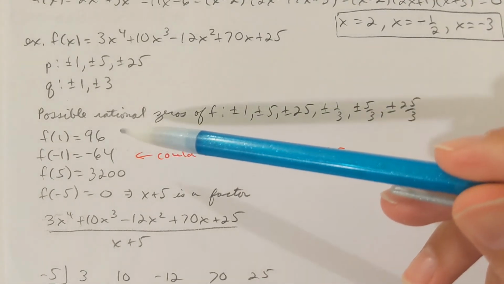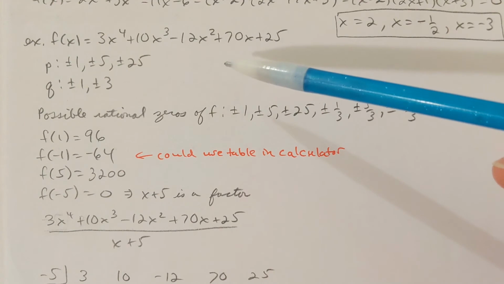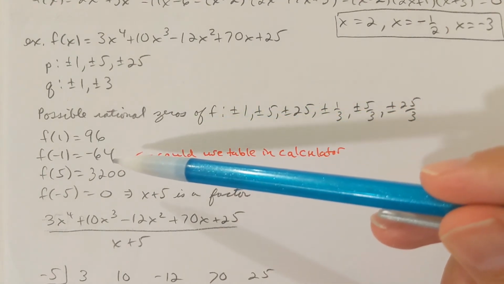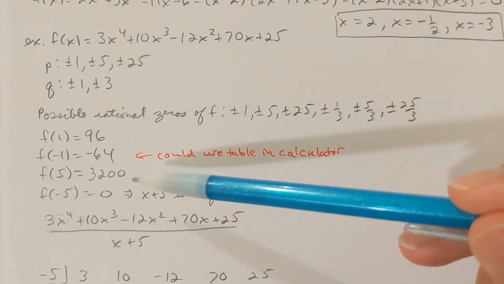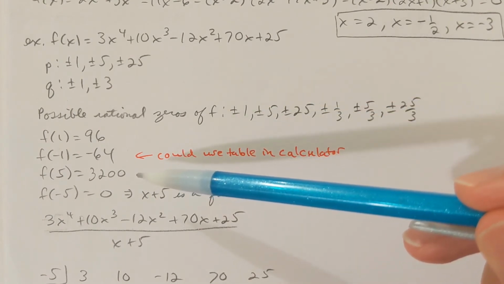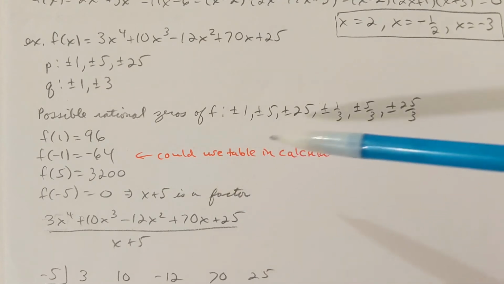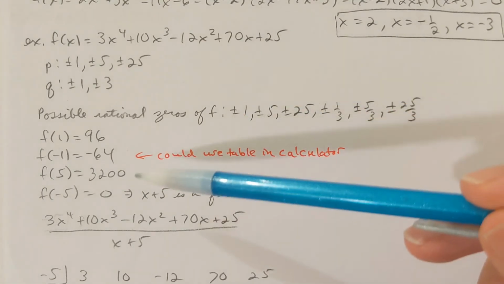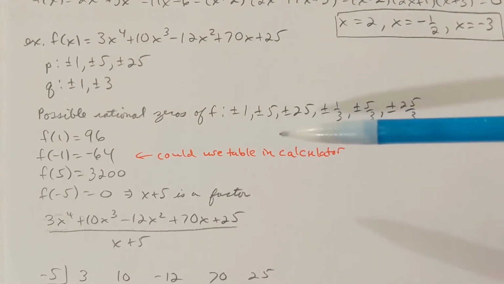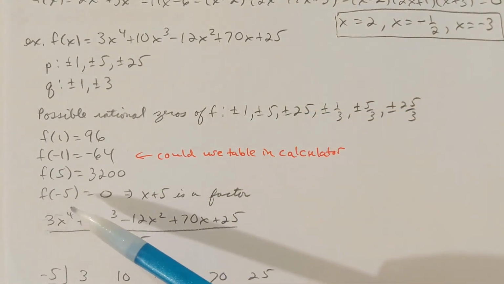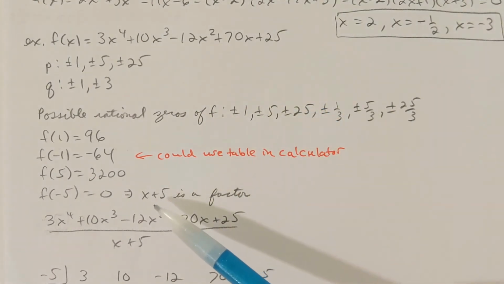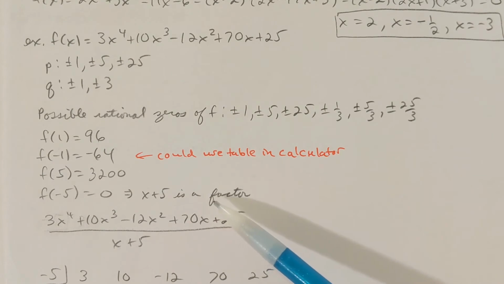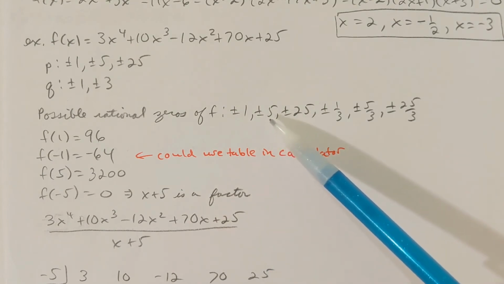F of 1 is equal to 96, if you were to plug that in and simplify. F of negative 1 is negative 64. F of 5 is 3,200. So all 3 of those numbers are not 0. F of negative 5 gives me 0, though. Okay, so x plus 5 is a factor. And notice how negative 5 would be on this list.